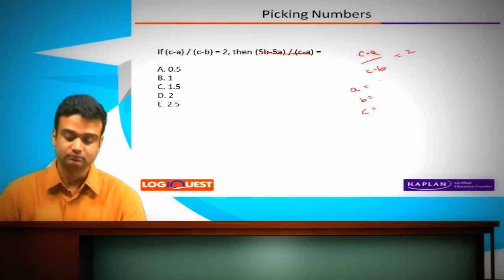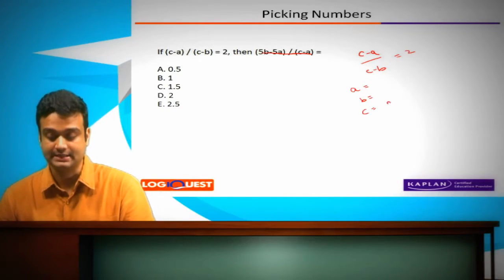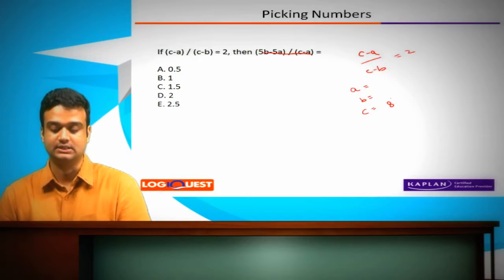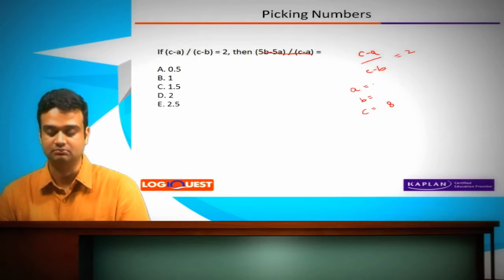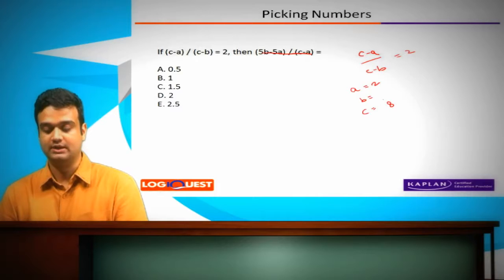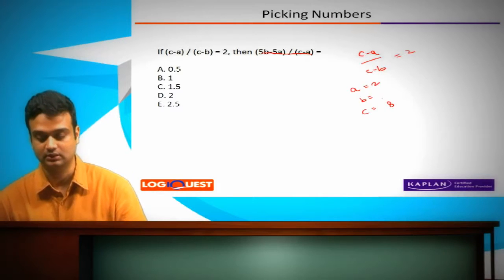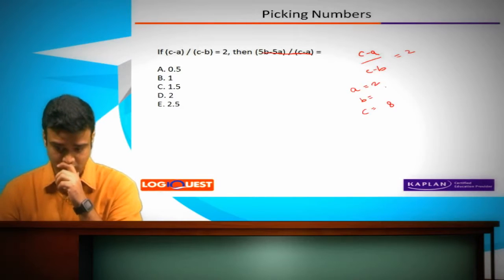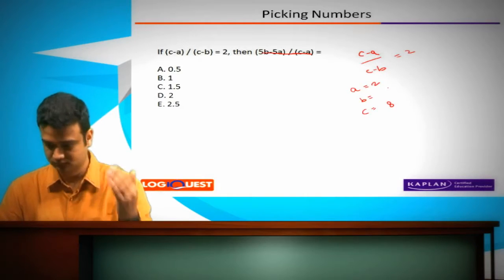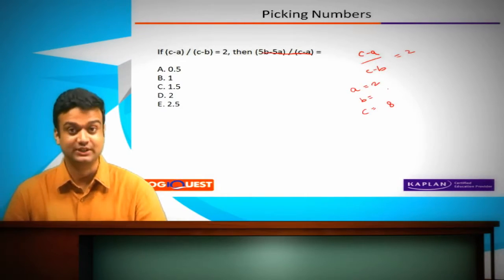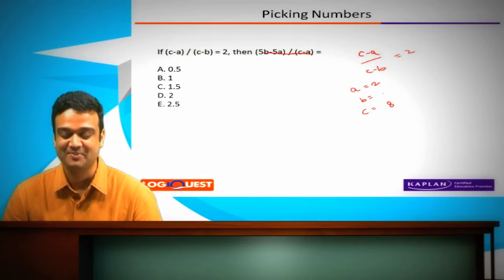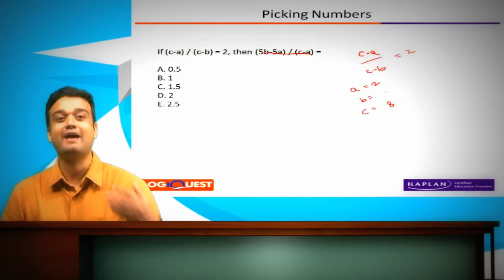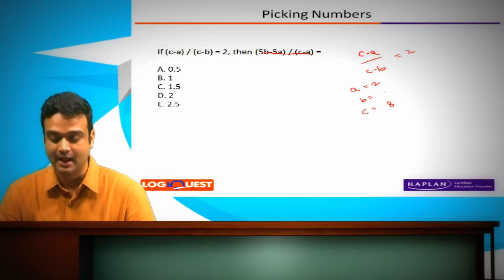Let's say C is about 8, right? 8 minus A is probably 2. What divided by 2 will give me an answer of 2? It's 6, I think. As you can see, my math is not that great, right? But the point is that you don't have to have great math to do well on the GMAT.